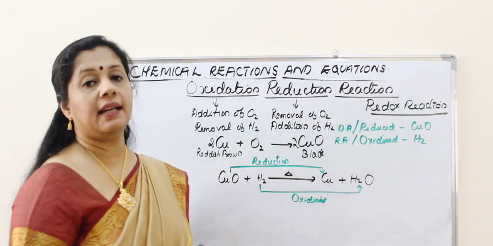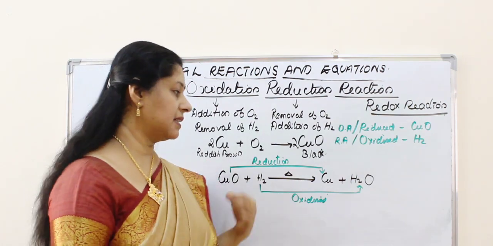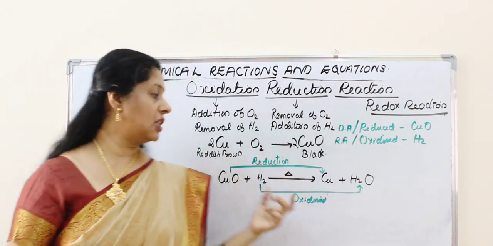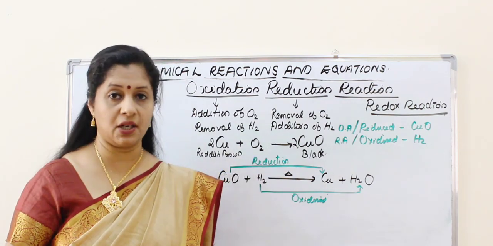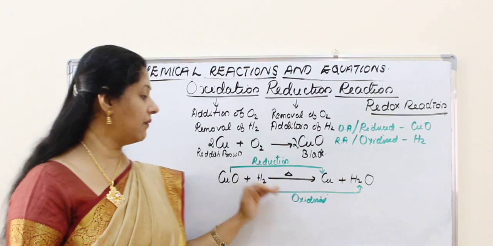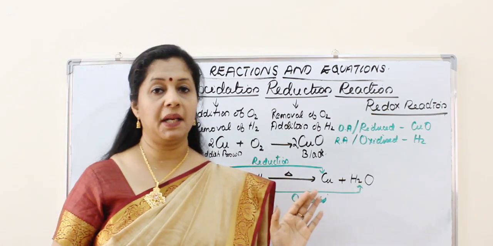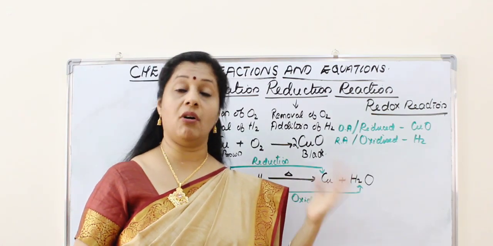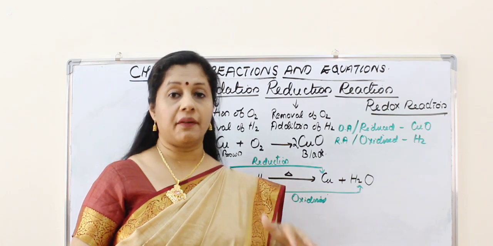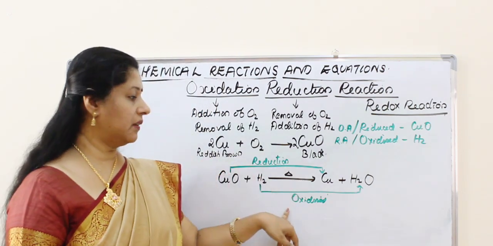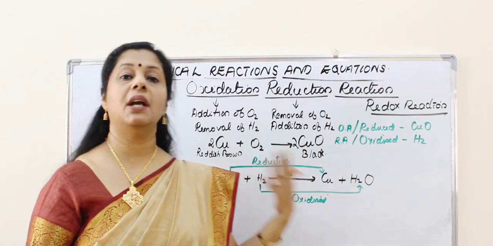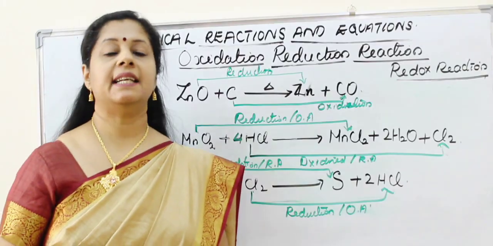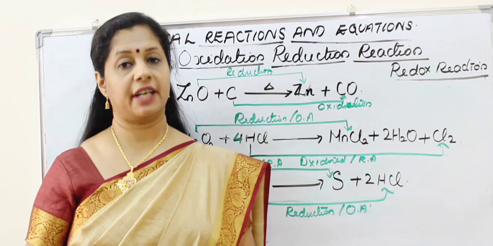So usually they will give one example like this, one equation. They will ask you to find out which is reduced, which is oxidized, which is the oxidizing agent, which is the reducing agent. So first you have to see which is oxidized, which is reduced, depending upon whether oxygen is getting added or removed. After that, you can blindly write whatever is oxidized will become the reducing agent, whatever is reduced will become the oxidizing agent.